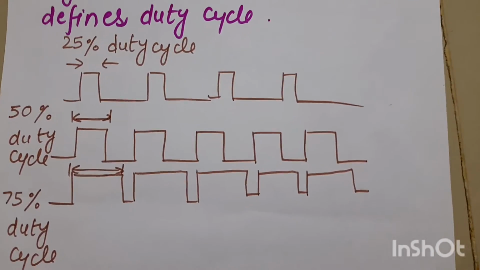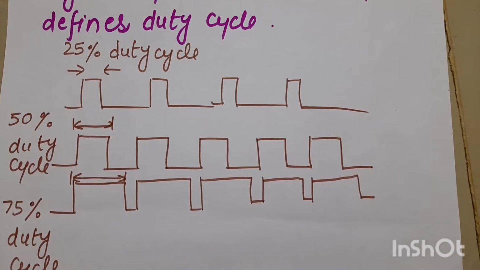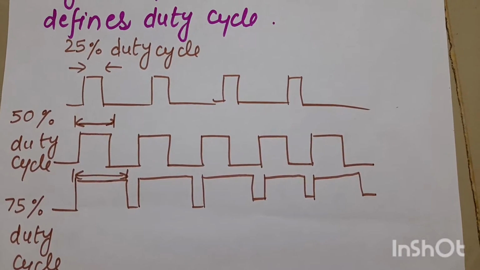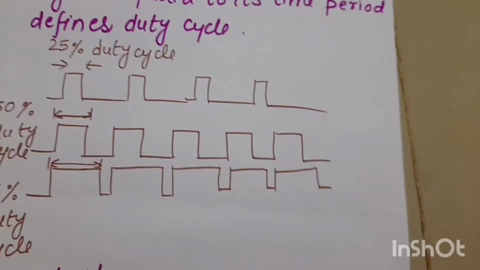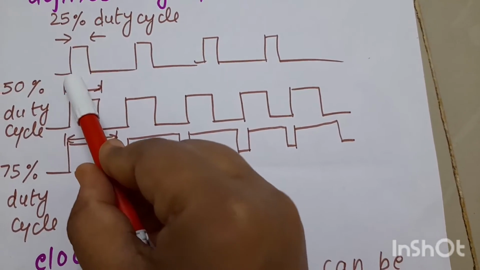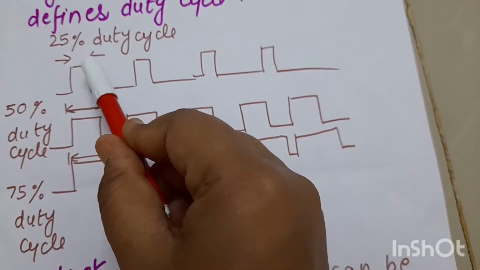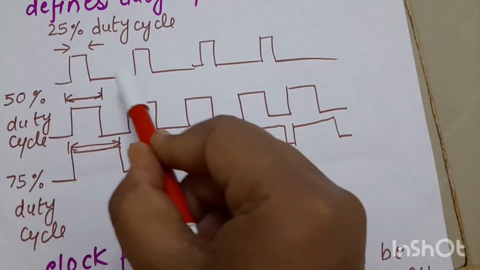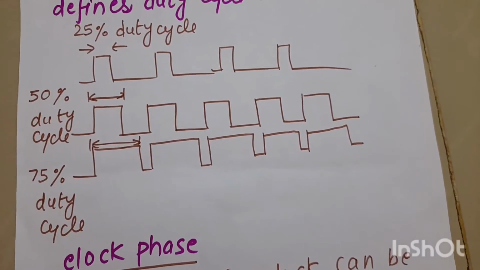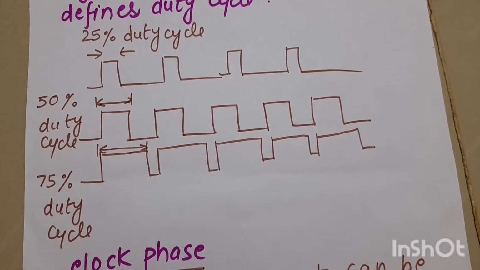Now here we have 3 clocks, a stream of clocks. In the first one the clock remains high for a small duration and remains low for a longer duration. If from this point to this point is the clock period, suppose it is 100, and the clock is on for 25. So 25 divided by 100 is 0.25, that is, 25% is the duty cycle.